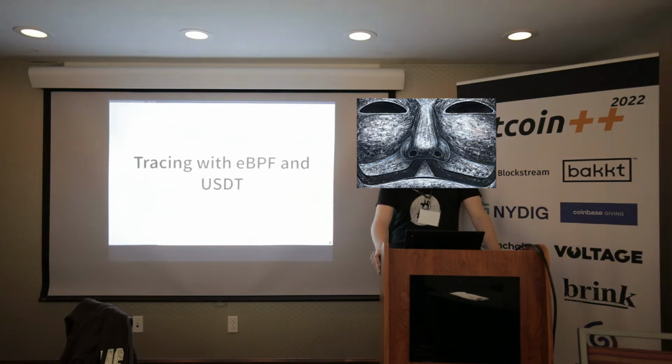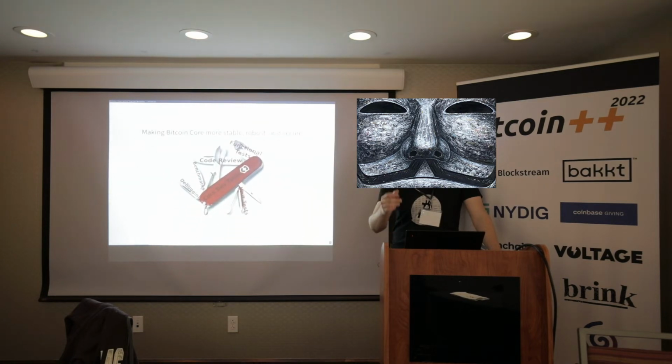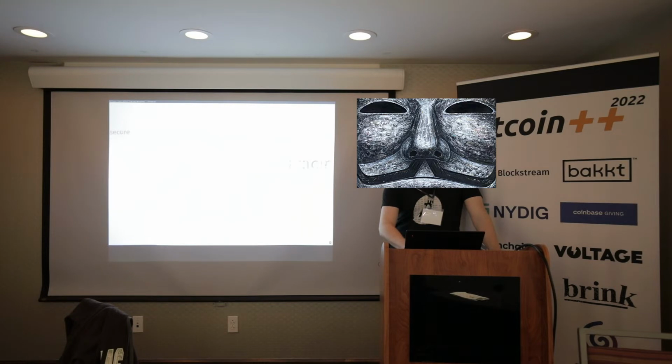And for tracing, we choose Ebpf and USDT. This is not Tether. I'm going to get into it. Tracing is one of the tools that is part of the toolkit that Bitcoin Core developers or users can use, in addition to making Bitcoin Core more robust and secure and so on. Now we get to the Ebpf and USDT part.